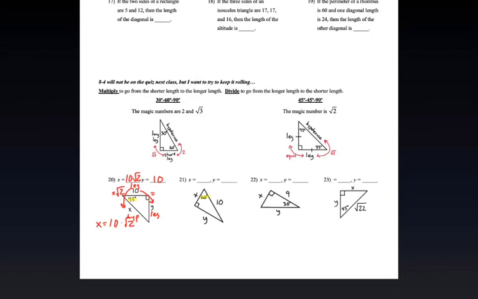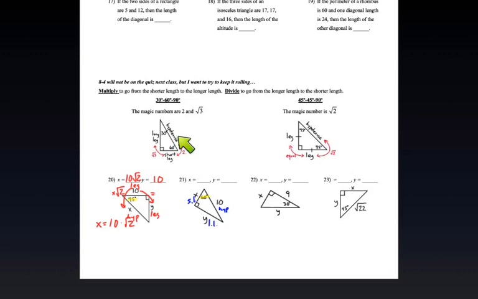The next triangle, it's a 30, 60, 90. I can recognize that because of the 60-degree angle. What are these pieces? Well, 10 is the hypotenuse, opposite 90-degree angle. The short leg is always opposite the 30-degree angle, and then the long leg is always opposite the 60-degree angle. So it gave us the hypotenuse.